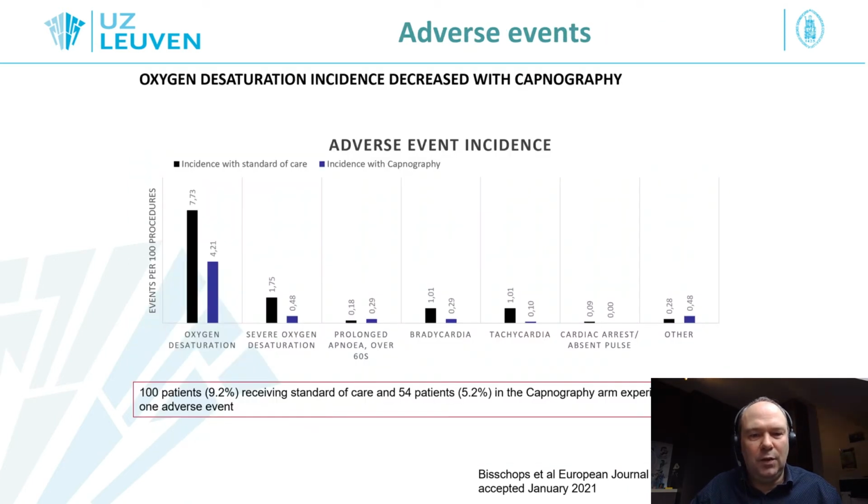Looking at the adverse events, 100 patients receiving standard of care and 54 patients in the capnography arm experienced at least one adverse event. You can see the majority of these adverse events were oxygen desaturation, but severe oxygen desaturation was also significantly reduced after introduction of capnography.